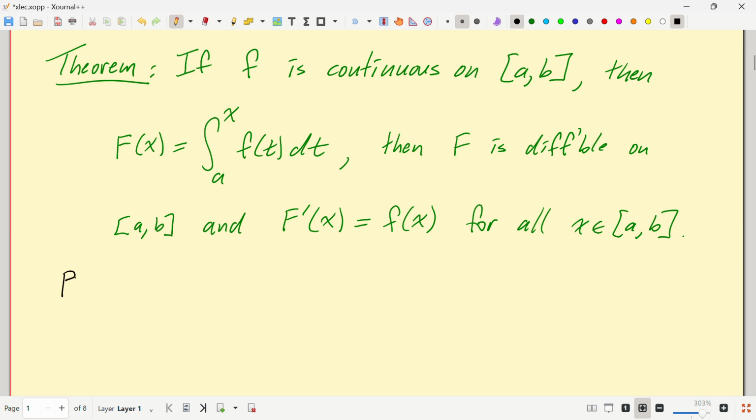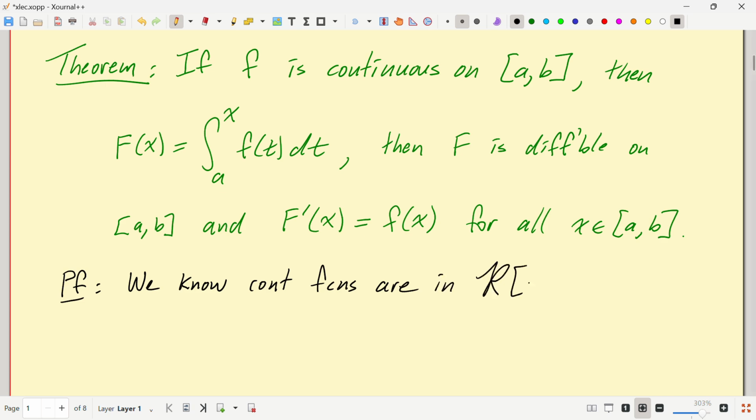So my favorite proof does this. Let's see. We know that continuous functions are Riemann integrable. And we also know that if f is continuous, then so is its absolute value.